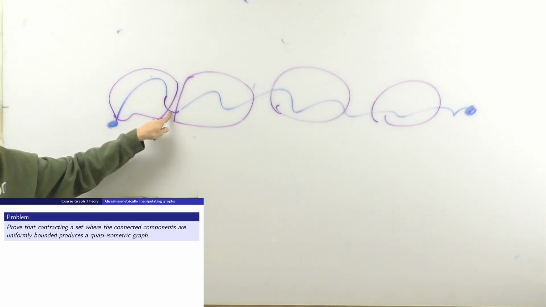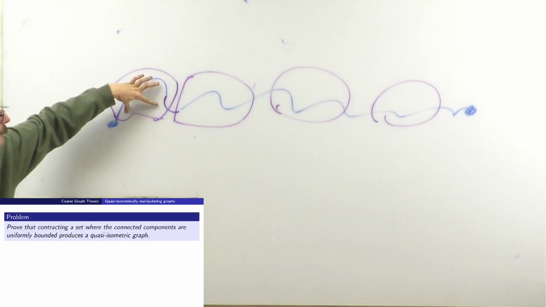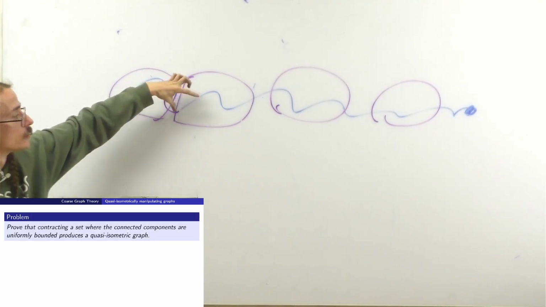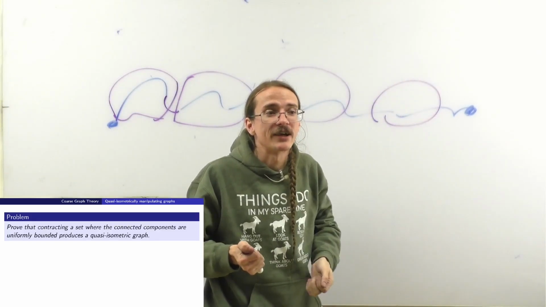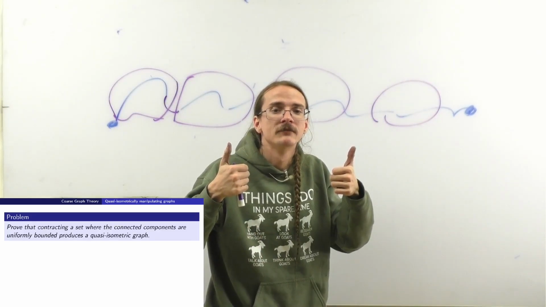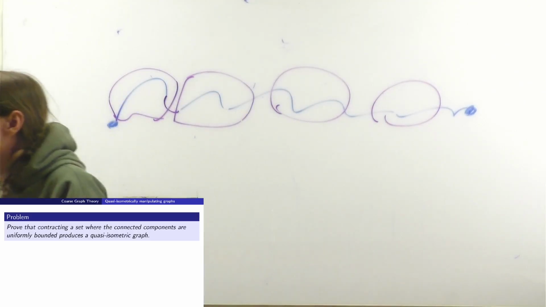These sets are of bounded diameter. That contracts by at most m. Rinse and repeat that for each of these. Distance only shrinks by a factor of m. Everybody's good with that? Okay, jump us to the next one.